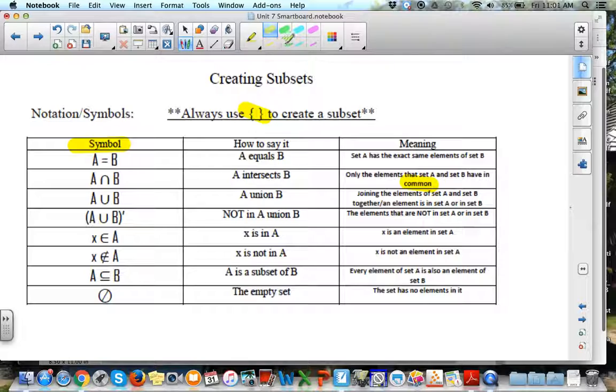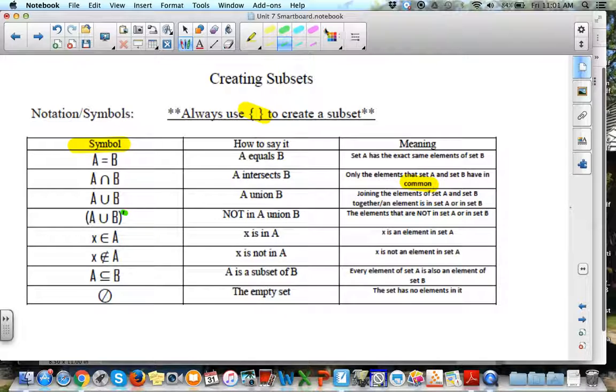This little tick mark up here, that means not. It's really easy to miss that when you're reading problems. I miss it a lot. But this says the elements that are not in A union B. Not. So I don't want elements that are in A, and I don't want the elements that are in B. I want elements that are not in either one of them.